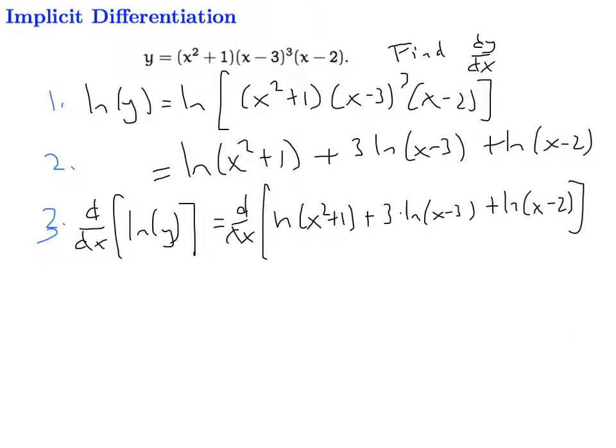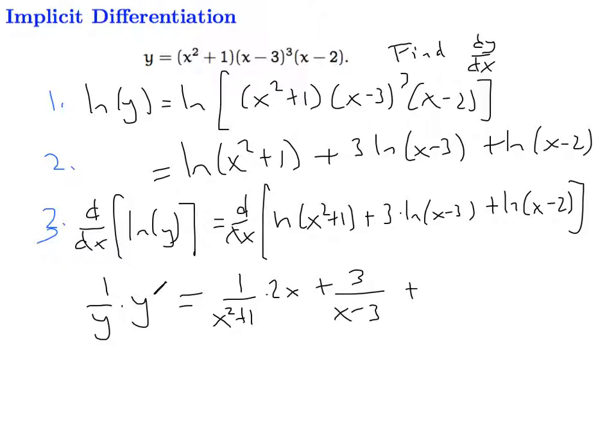So now when I go ahead and take the derivatives, on the left hand side I get 1 over y times the derivative is equal to, well, 1 over x squared plus 1 times the derivative of x squared plus 1 is 2x, plus 3 over x minus 3 plus 1 over x minus 2. And steps 4 and 5 all simplified together.